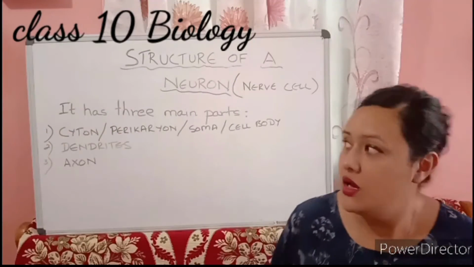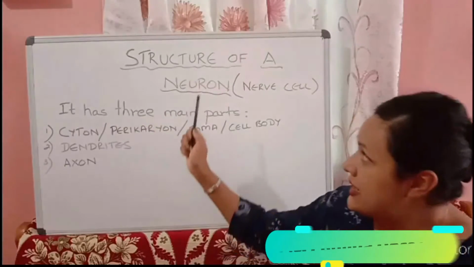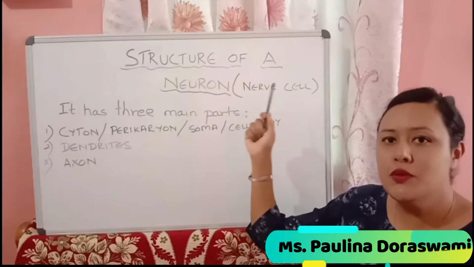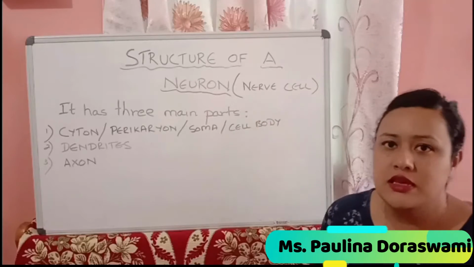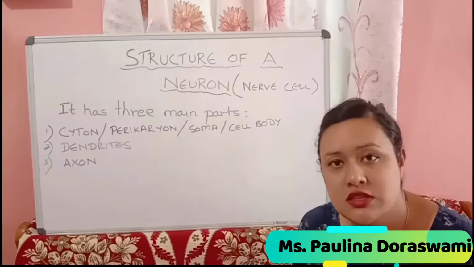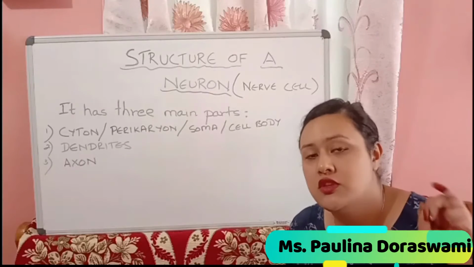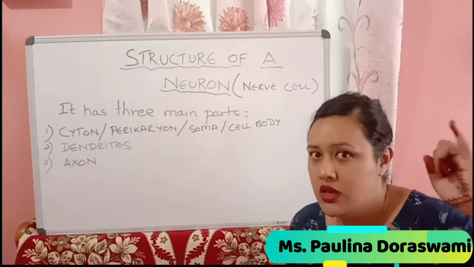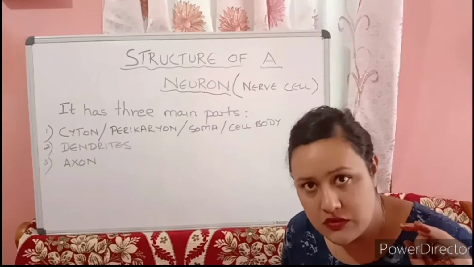Class 10. As you all can see, today's topic that we are going to discuss is the structure of neuron. Neuron is also known as the nerve cell. The chapter that we are dealing with is the nervous system. In the nervous system, the main important parts that we are going to study are the brain, spinal cord and the nerves.